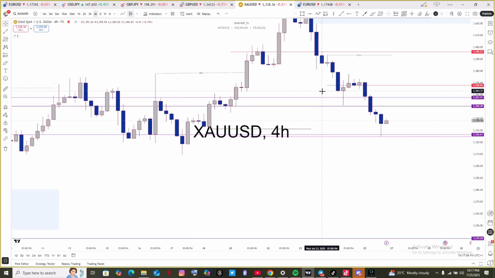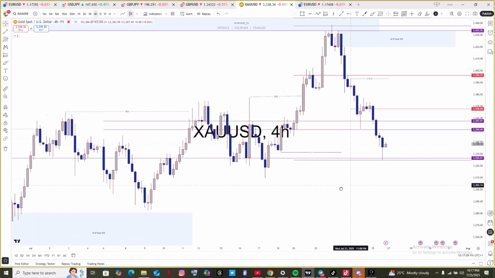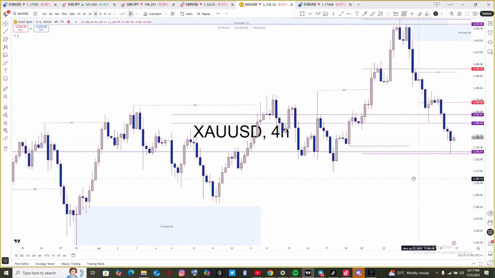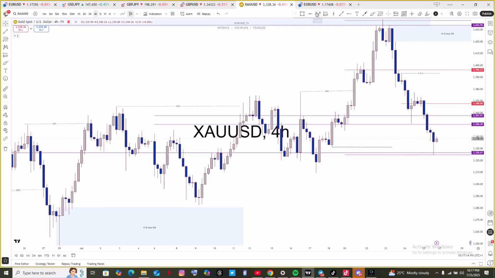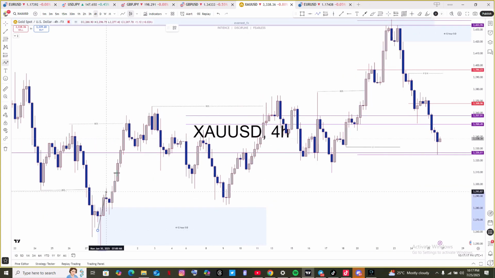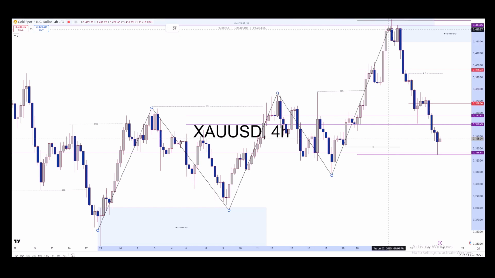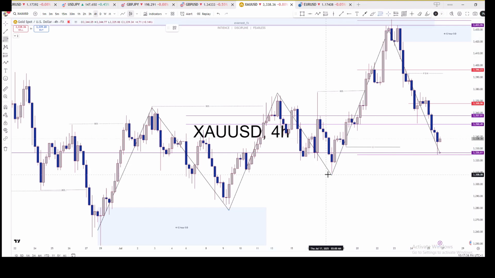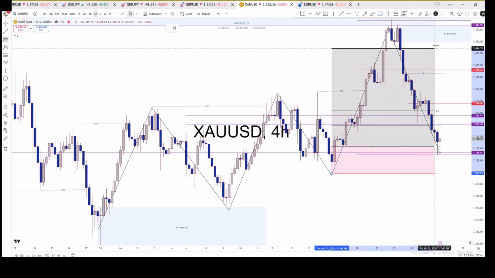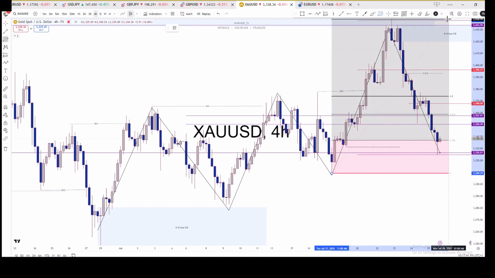Let's go down to 4 hours. Okay, we have very perfect structure here on 4 hours. We have this as our high and our low. We had a break of structure here. Price came into 50% and zoom, broke structure. And now we have this at a discount level. So it's a good spot to buy.